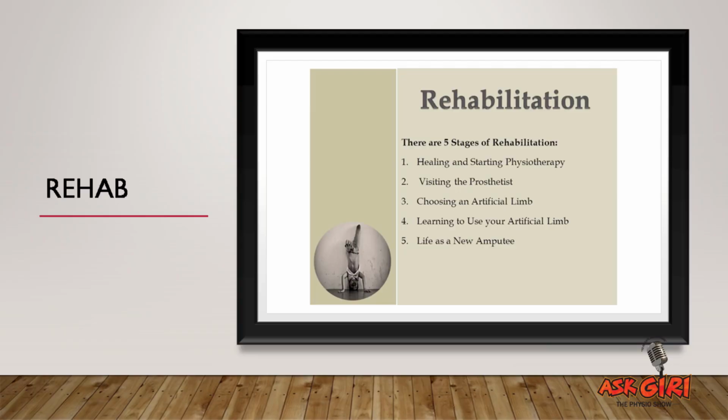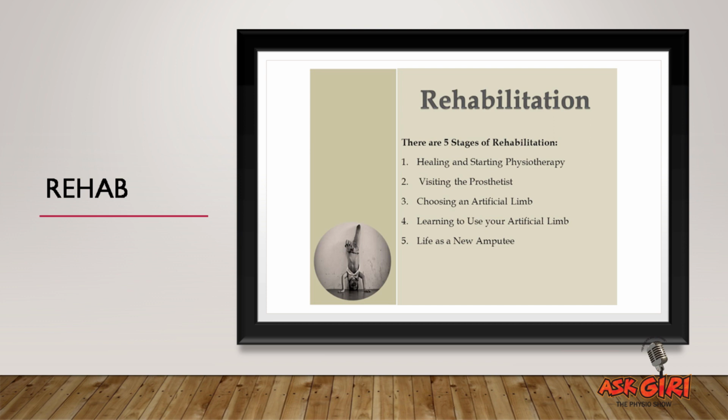Rehabilitation. Okay, there are 5 main stages of rehabilitation here. First, you have to heal the stump, heal your body, heal your mind, and start physiotherapies. The physiotherapist comes pre-operative, post-surgical, acute, and also subacute right away there. Then you visit the prosthetists and have an appointment with them, discuss your goals, and they come up with the proper prosthesis for you guys.